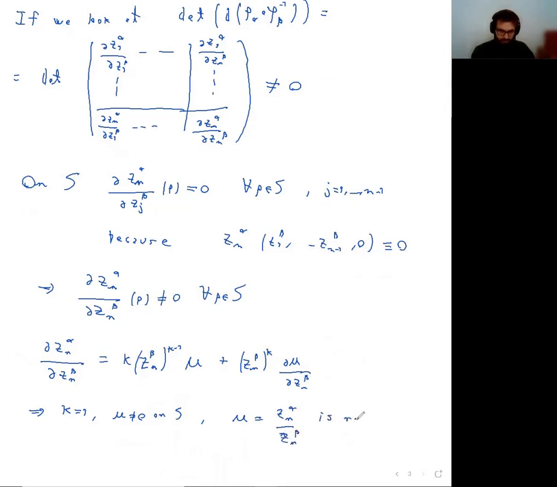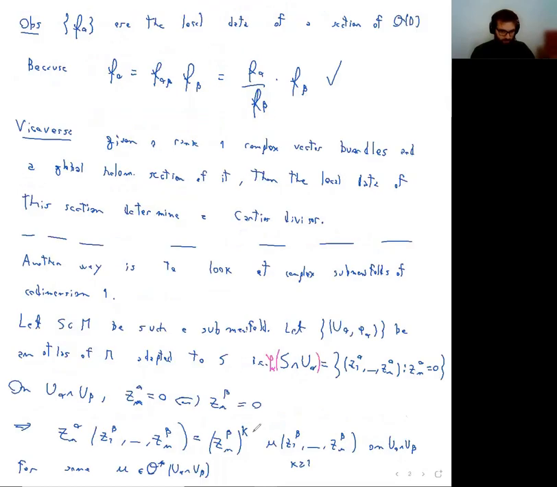And we know that this is never 0 and holomorphic, because we knew that u was never 0. So u is in u star.